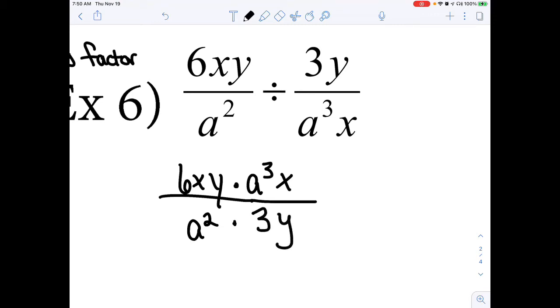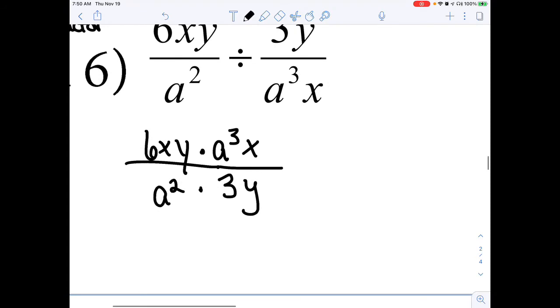There you go. Or there's the reciprocal, excuse me. So I flip the second fraction upside down. Now what I'm going to do is multiply straight across. You can cancel if some of you are like, oh, 6 divides by 3 and the a's cancel out and the x's. You can do that now. I'm just going to go ahead and multiply them all together.